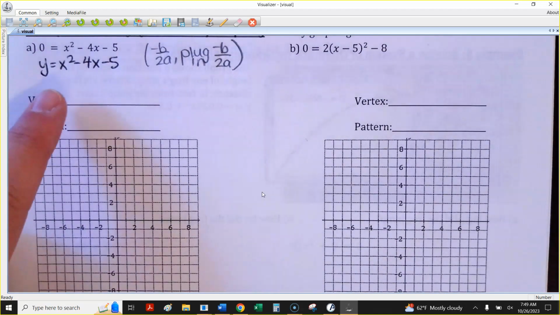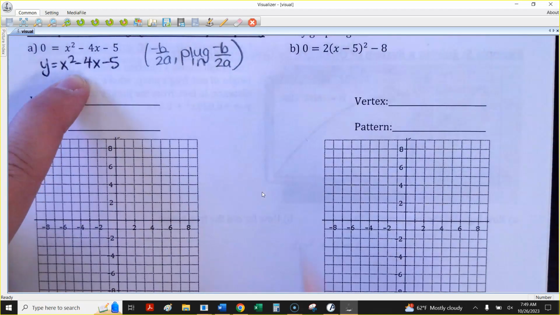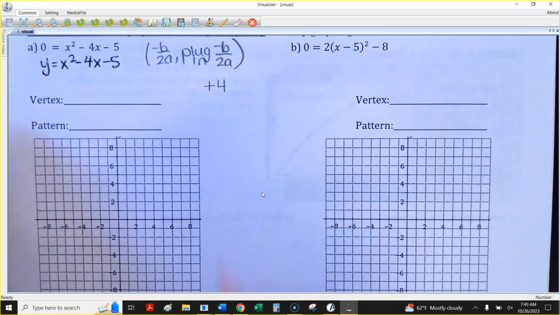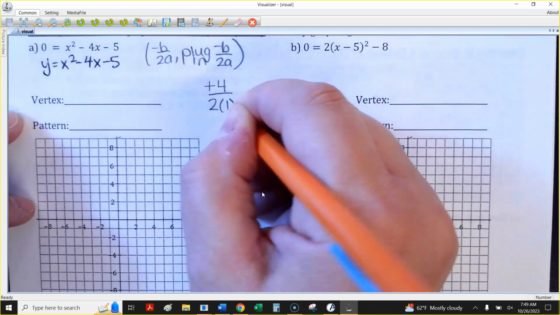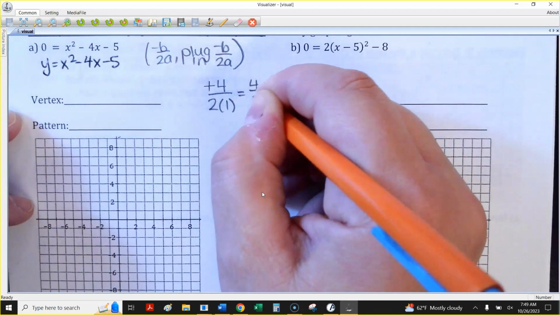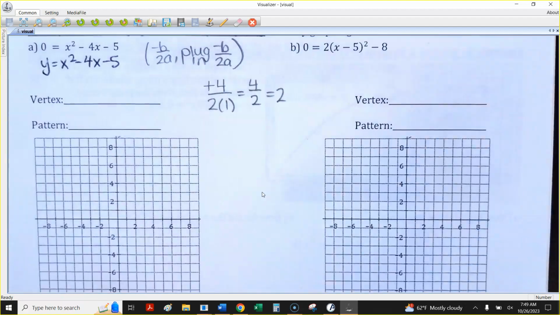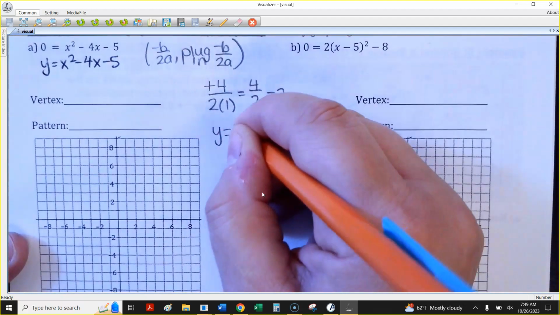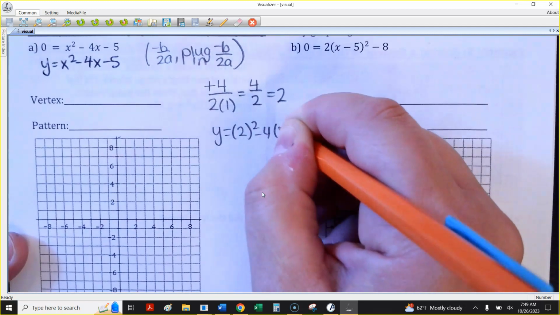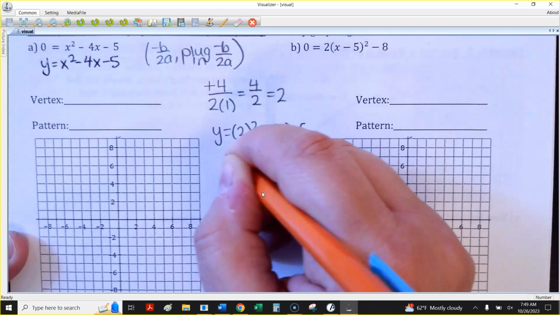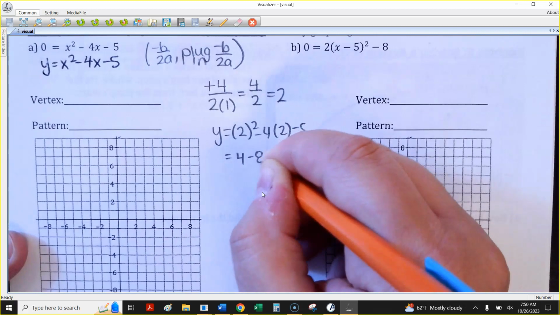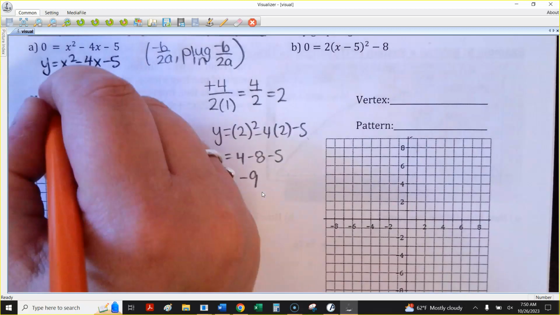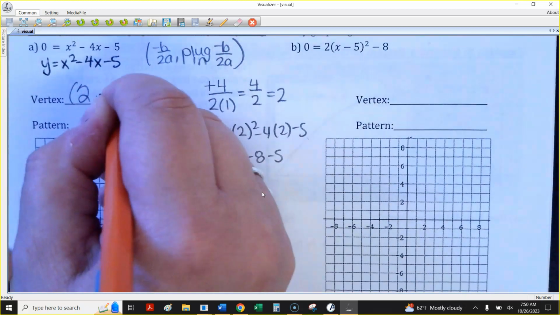So for this lovely question, my b value is negative 4. So it would be positive 4 for the opposite of b, or negative b over 2a, which would just be 2 times 1 here. So it'd be 4 over 2, which is 2. Then I'm going to plug in 2. So I'm going to do 2 squared minus 4 times 2. You feel free to use your calculator if you want to. This would be, let's see, 4 minus 8 minus 5, so negative 9. All right, so my vertex is (2, -9).